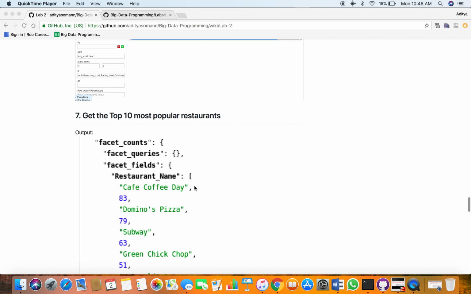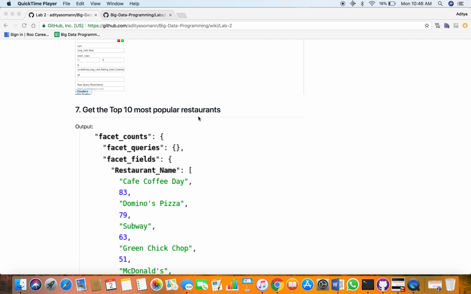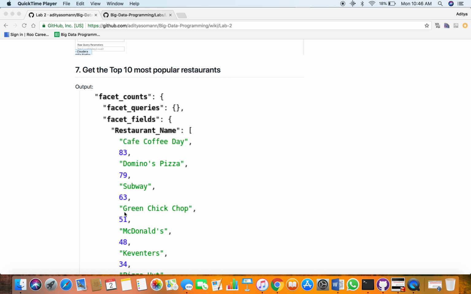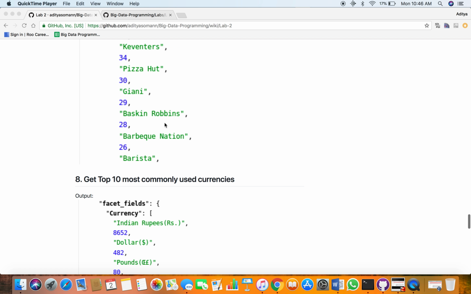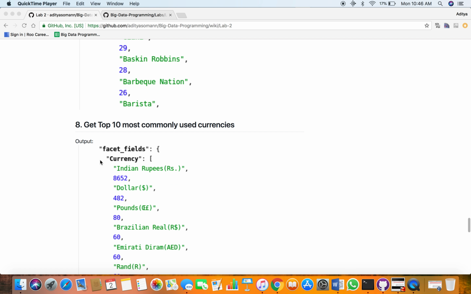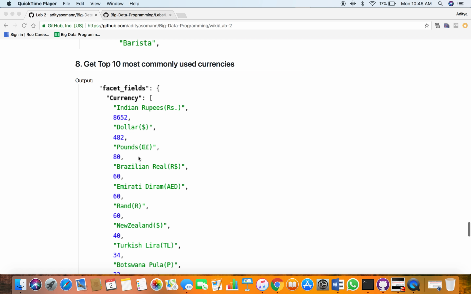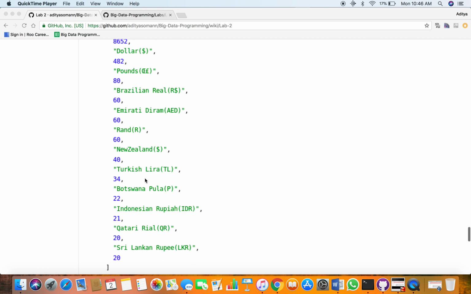The seventh query is the top 10 most popular restaurants. The output over here is the restaurant names. This is in JSON format. The eighth query is to have the 10 most commonly used currencies, and this is the output. These are the currencies: Indian rupees, dollars, pounds, Brazilian reals, etc.